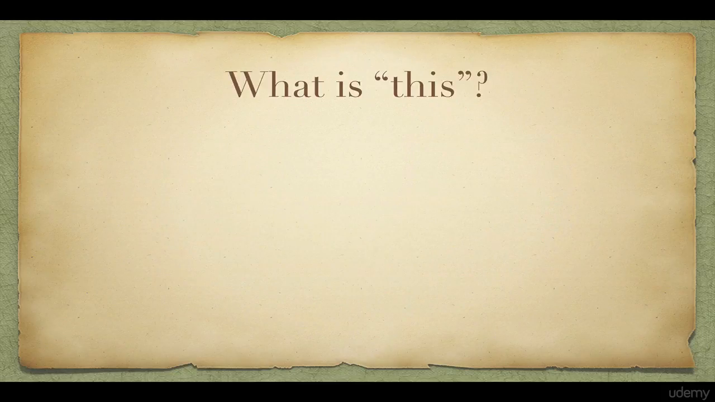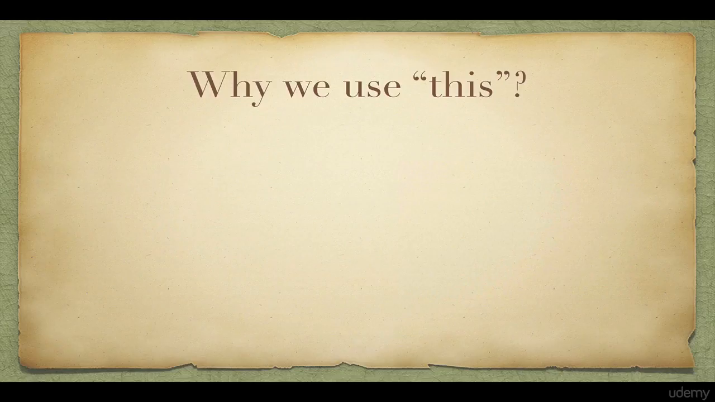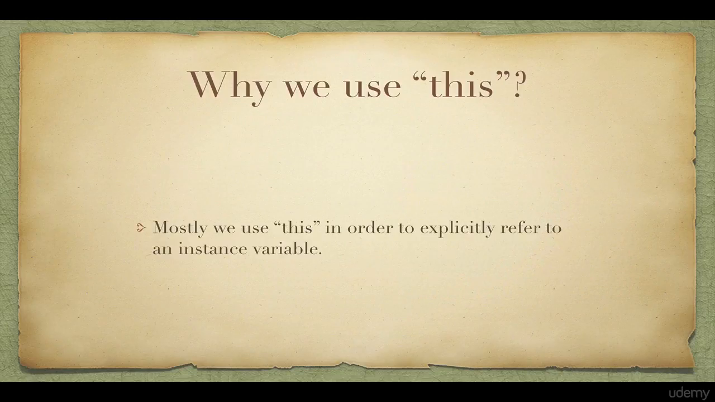So let's talk about this. What is this? This refers to an object of a specific type. Why do we use this? Mostly, we use this in order to explicitly refer to an instance variable. So now it's time to give you some practical examples so that it will completely make sense.